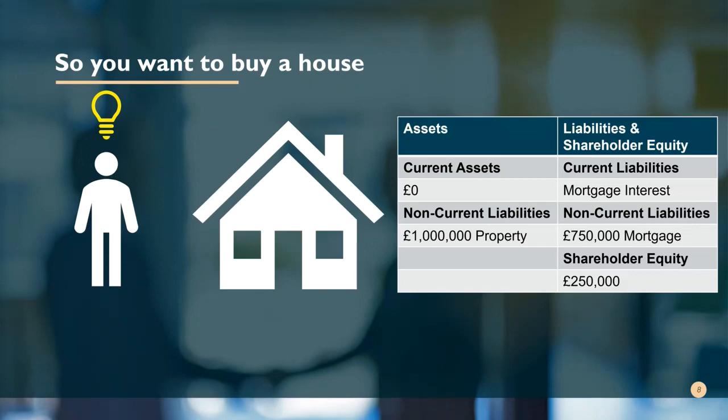Once you buy a house for £1 million, lucky you, you'll have no cash, but you will have the house of your dreams, a non-current asset. Now, you have the £1 million non-current asset, and as before, you have £250,000 equity in your home, and you have £750,000 in liabilities.